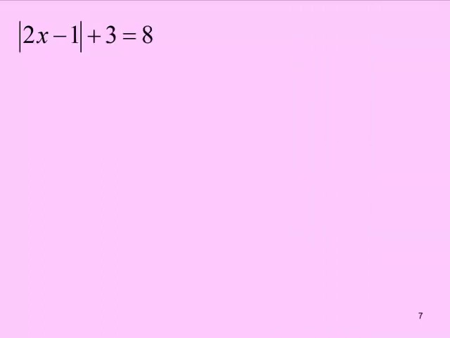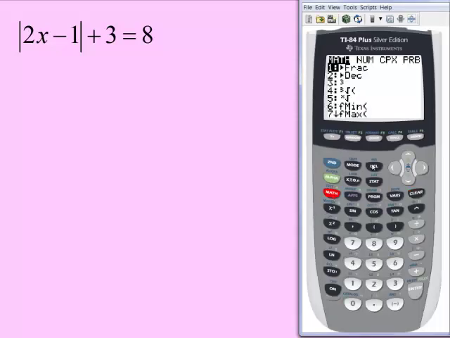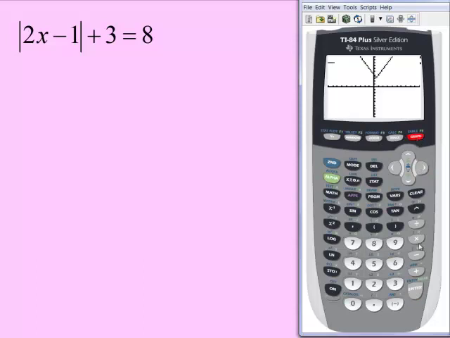Another similar problem with absolute values. I'm going to go math, NUM, number 1. Type the 2x minus 1. I'm going to scroll right so that I'm outside of the absolute value, and then push the plus 3. Type an 8 for y2, draw the graph, and sure enough, I see the intersections.